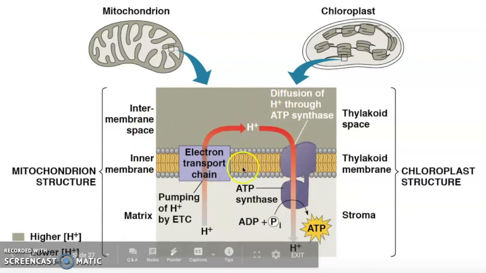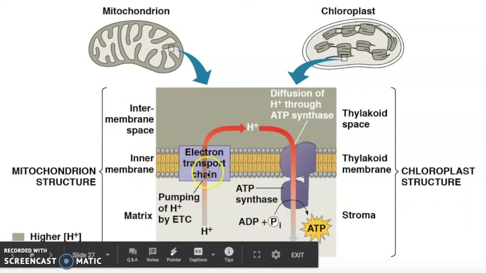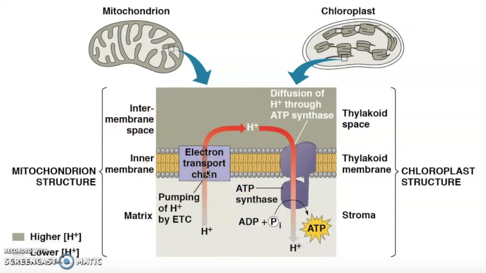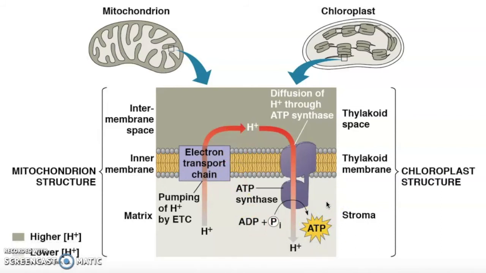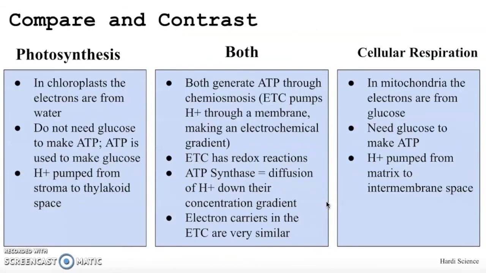Both of these electron transport chains, whether they're in the mitochondria or the chloroplast, they occur through redox reactions, the transfer of electrons, and then they both have ATP synthases, okay, which again allow for H plus to diffuse down its concentration gradient. And also, we haven't talked about this extensively, but the electron carriers in the electron transport chains of both processes are very similar. Let's talk about some differences.